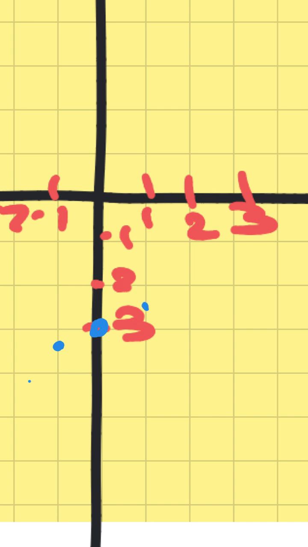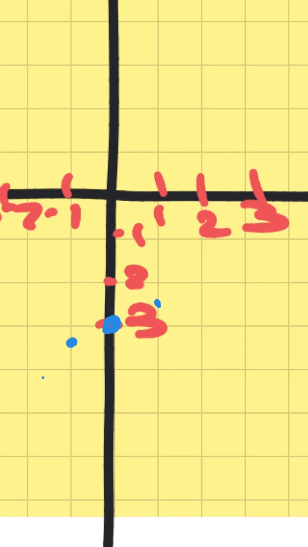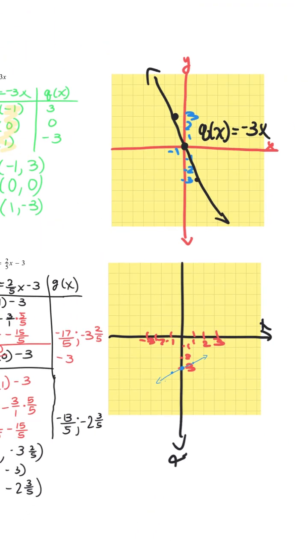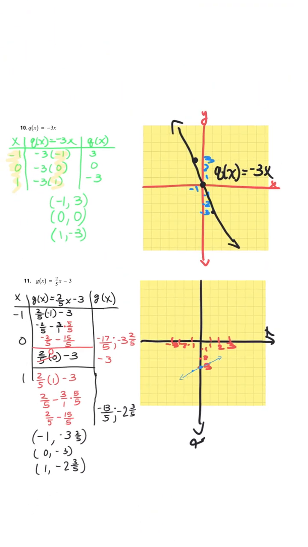Obviously, it does not need to be precise, because we don't have fractions here. We don't have the fraction coordinate plane. Okay, so now I'm ready to do the line to connect them. That's our equation, which gives us g of x equals 2/5 x minus 3.